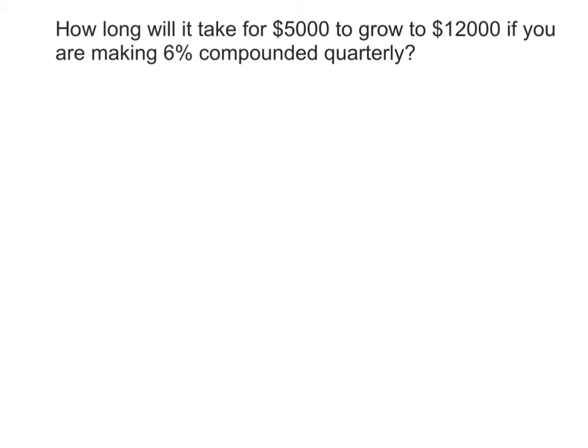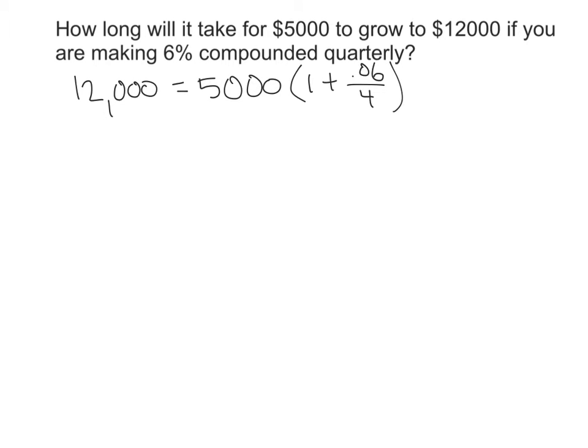So the question at the top is saying that we're going to make $12,000, so we want $12,000, and that's going to equal $5,000 of principal times (1 + 0.06), 6% written as a decimal, divided by 4. One quarter of that is going to be our interest that's going to increase each quarter. And we're looking to find n, where n is the number of compounding periods, in this case the number of quarters of years, that it will take for this to happen.